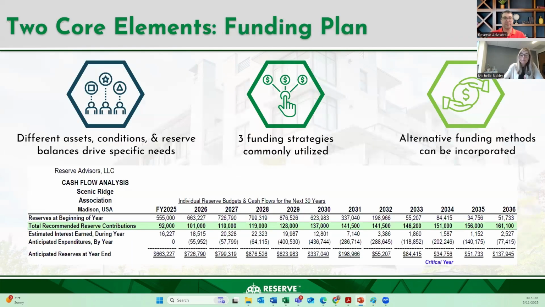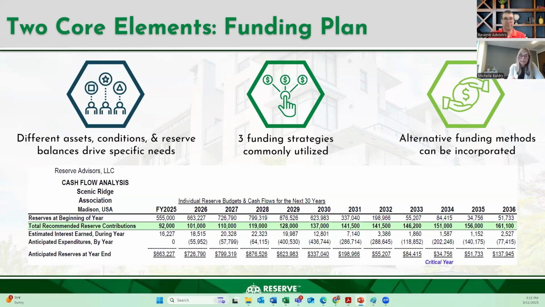So based on that 30-year roadmap of needs, how are we going to pay for it, right? Or the funding plan. So there's three main funding strategies that are utilized to provide that supporting funding plan. Alternate funding methods can be incorporated. So that would be things like a special assessment or a loan. But to satisfy the reserve study standards, that can't be shown in a reserve study.